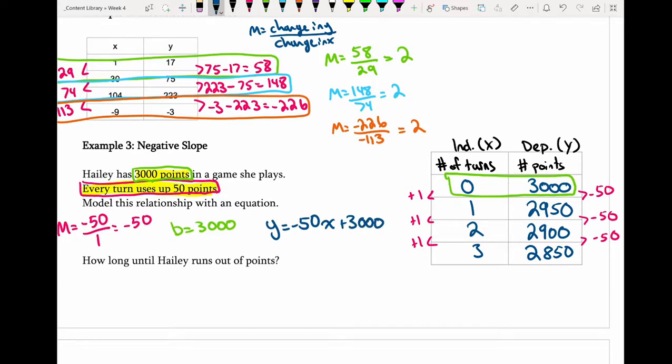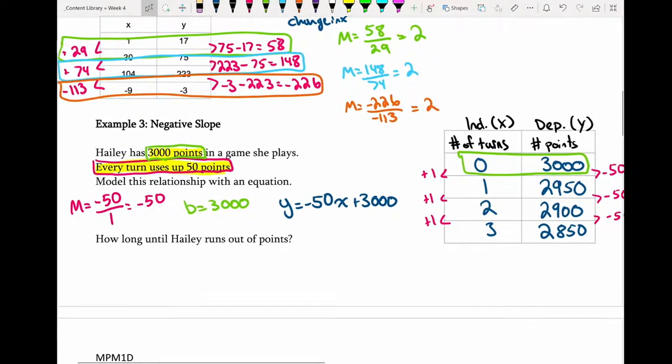So again, you can use the table. If you have trouble visualizing the scenario, I would definitely put it into a table, because then it becomes kind of a step-by-step pattern of what we have to do. Find the change in y, find the change in x. That will help you find your slope. Look for when x equals 0. That will be your y-intercept, or your b value.